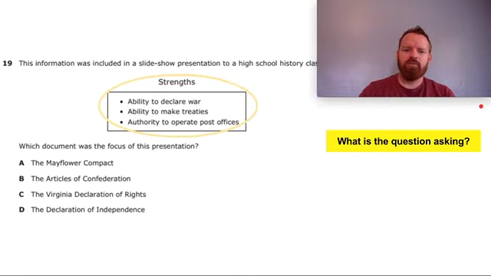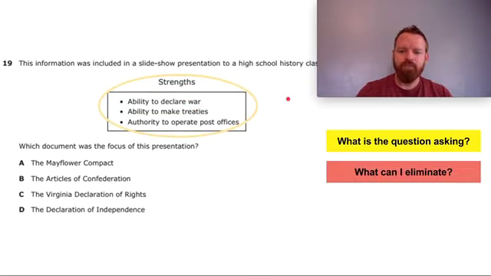We don't even need that whole first line. It doesn't even matter, right? Up here, none of this matters. We need to know which document, and then these are the strengths of this document. And I'll just be honest with you, this question is kind of backwards in a lot of ways, because when we talk about this particular document, usually we don't talk about the strengths of it, we talk about the weaknesses of it. And this question has flipped it, so we have to pay close attention. The strengths of this document are these three things. So what can we eliminate?